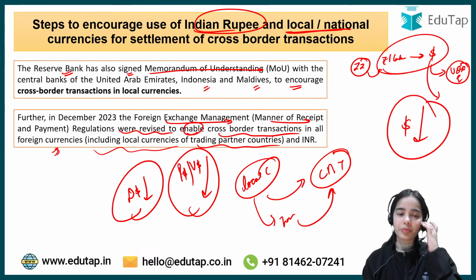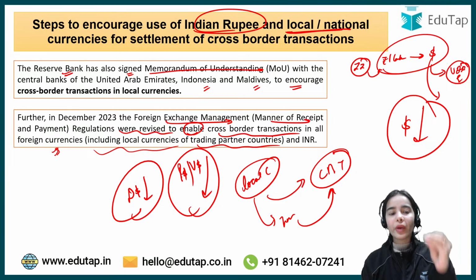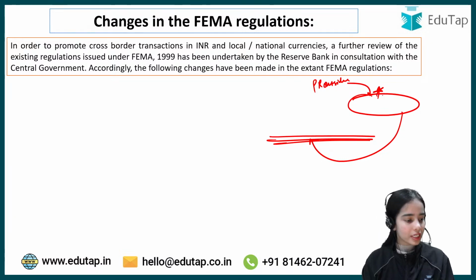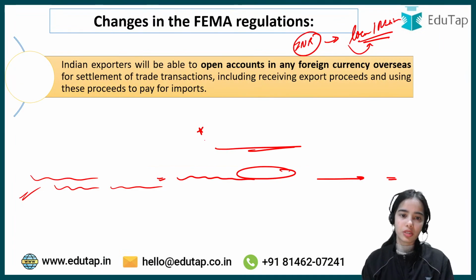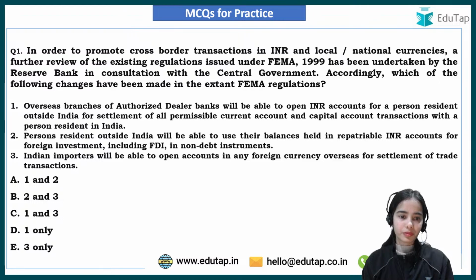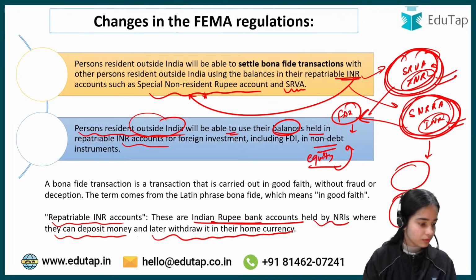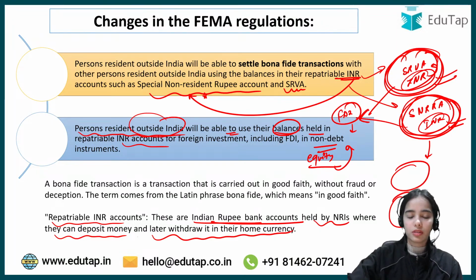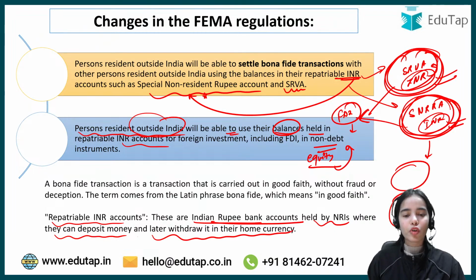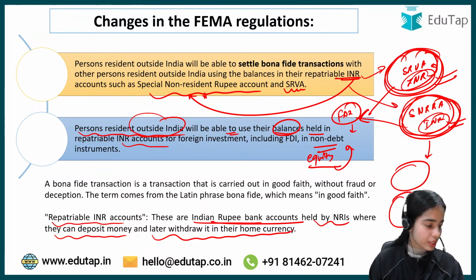So these are the steps taken by the RBI to encourage the use of the Indian rupee and local or national currencies for the settlement of cross-border transactions. Any confusion anyone has? Is this clear? So basically, for the internationalization of the rupee, or for the usage of the rupee in cross-border transactions, the RBI is taking various steps. So these are some of the steps.